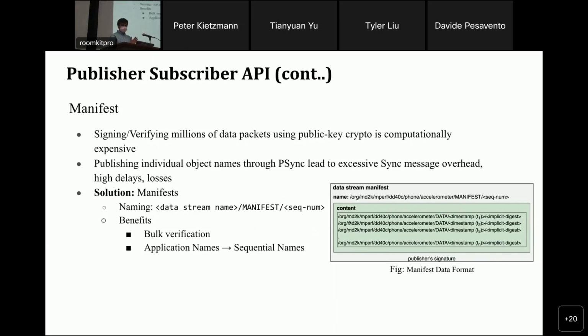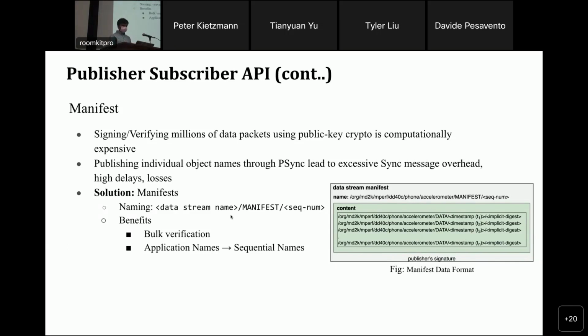So that manifest will list all the data names along with the digest. The publisher will sign this manifest and then publish it using PSync. And once the consumer receives this manifest, it will extract the data names, fetch the data, compute the implicit digest, and compare the digest. That's it. Once the digests match, the verification process is done. So you don't have to verify all those individual data packets.